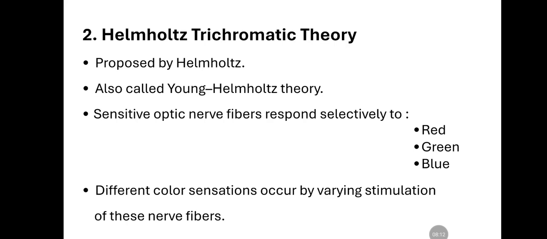Trichromatic theory was also proposed by Helmholtz, also called the Young-Helmholtz theory. Sensitive optic nerve fibers respond selectively to red, green, blue. Different color sensation occurs by varying stimulation of these nerve fibers.